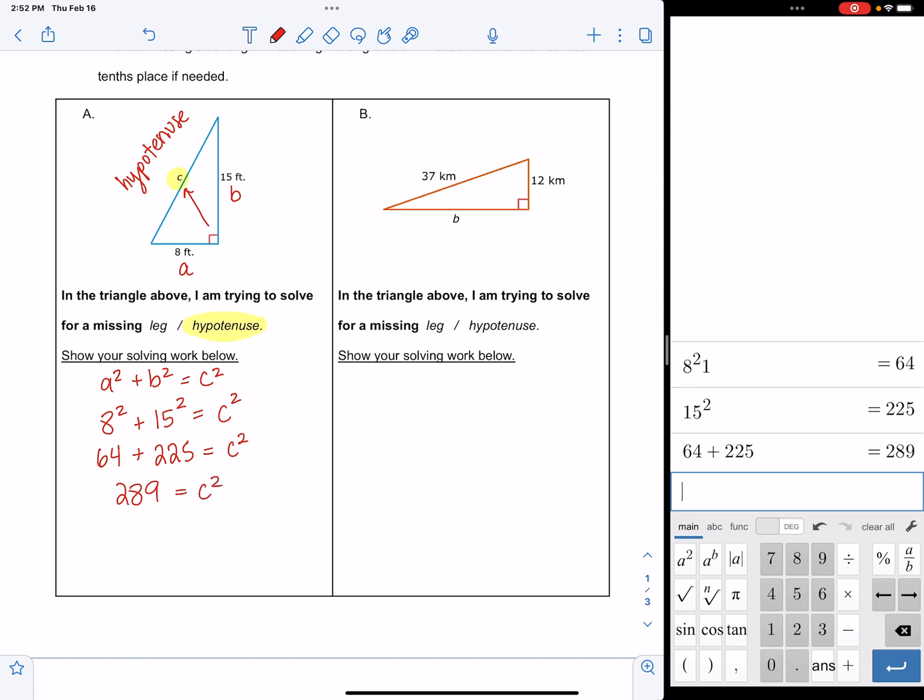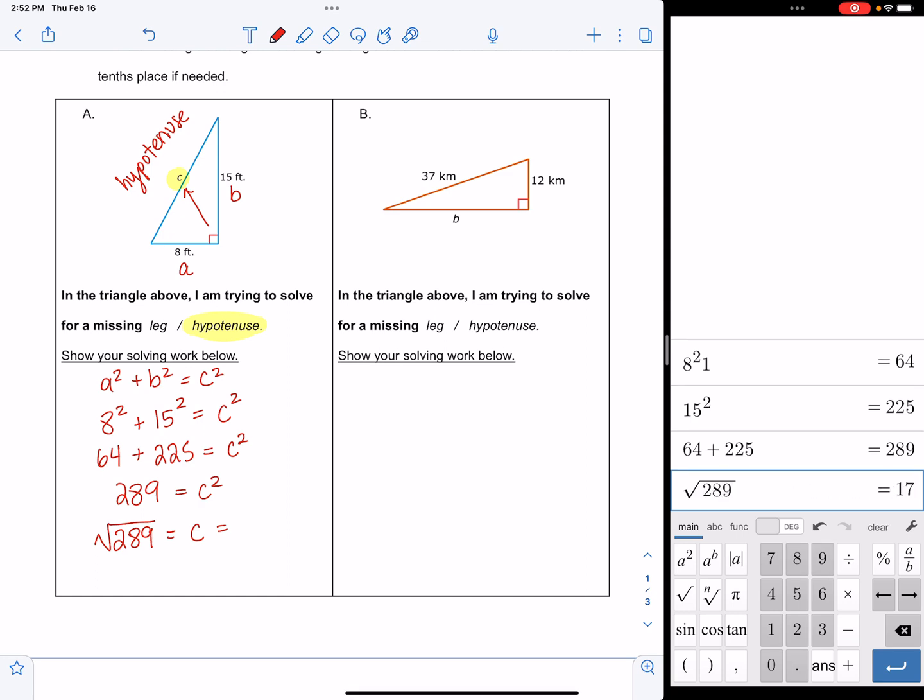Now to finish solving this, I need to get rid of this exponent. And to get rid of an exponent of 2, we'll use what is called a square root. So the square root of 289 will leave me with just c. And the square root of 289 is 17.